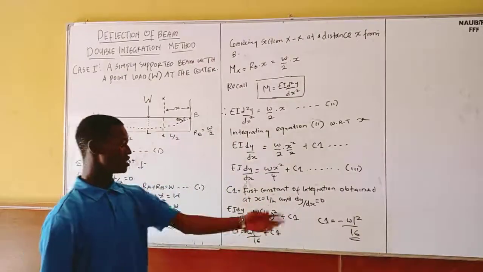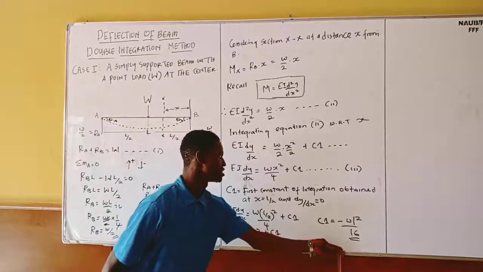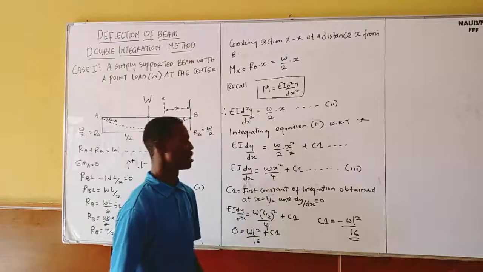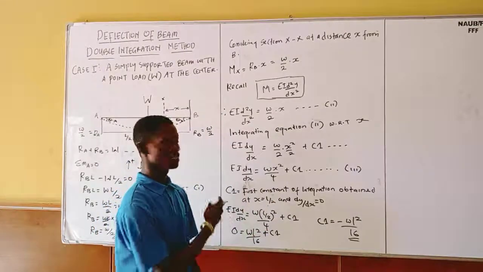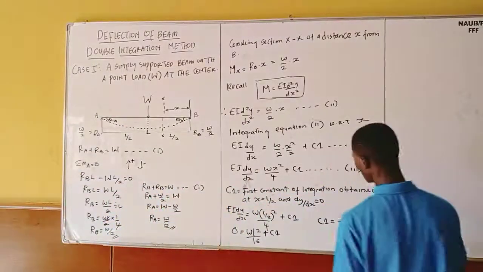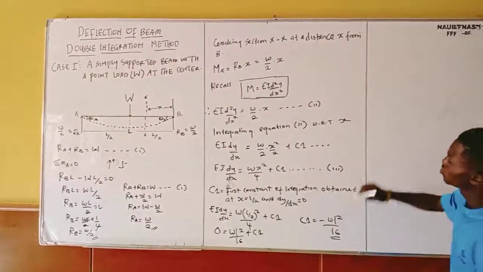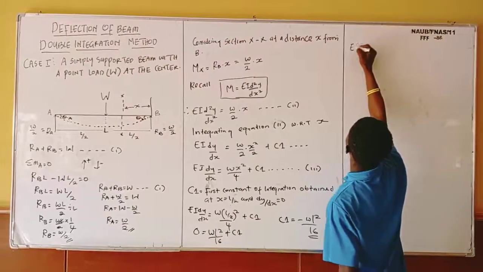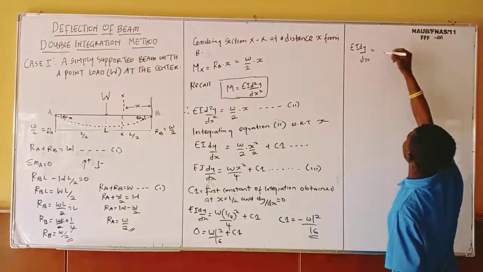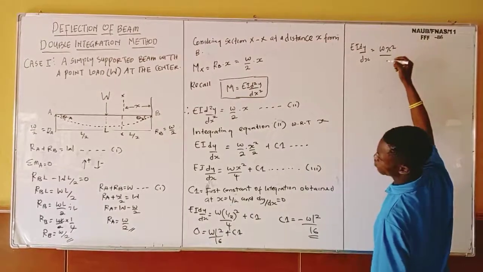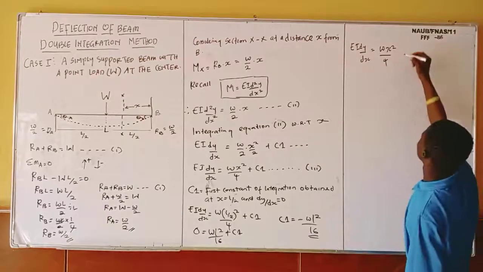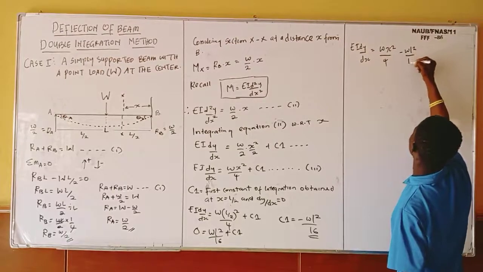So this is the value of my C1. The next thing for me to do is to substitute the value of my C1 into this equation 3. When I substitute the value of my C1 into this equation, I'm going to have the equation for slope at any section of this beam. So if I substitute this value into this equation now, I'm left with EI dy dx equals to Wx squared over 4, and the value of my C1 is minus WL squared over 16.